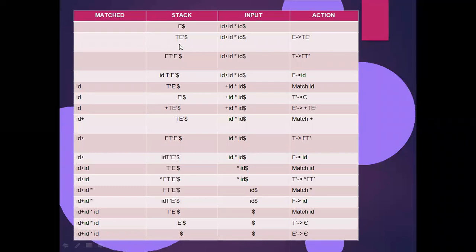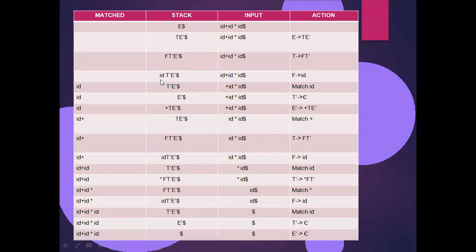Now what will be on the top of the stack? T, right? Now T with ID. In the cell in the parsing table, I'm having T tends to F T dash as the production rule. So F T dash is pushed into the stack. Now on the top of the stack we are having F, right? Move F comma ID means in that cell we are having F tends to ID. Now this is pushed into the stack.